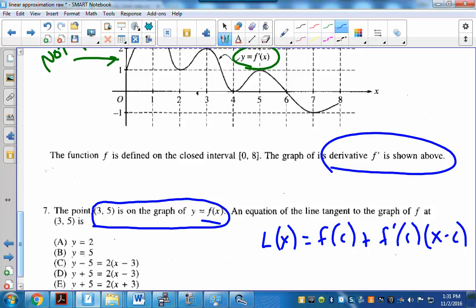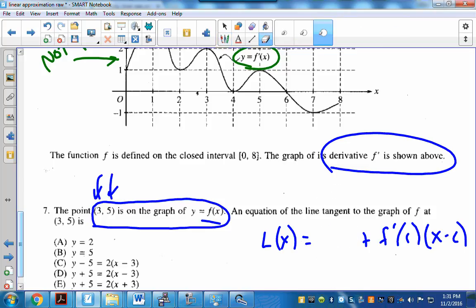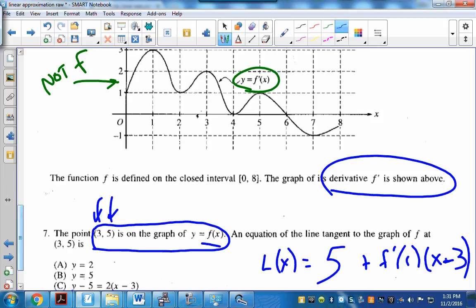And then see if you can pick one of those 5 choices. I gave you the point, 3, 5, so that's easy. This is 5. This is 3. This is supposed to be f prime of 3. How much is f prime of 3? 2. Don't you see that on the picture? F prime of 3 is 2, right there. Okay, so that number is 2.